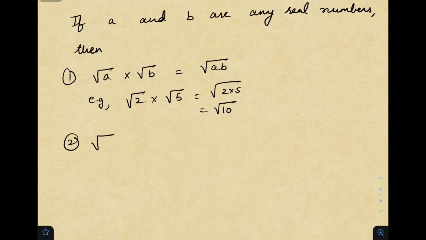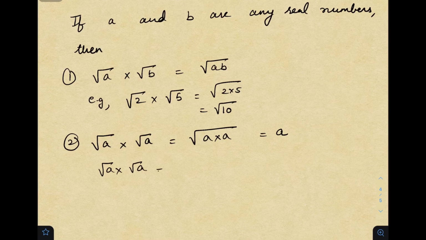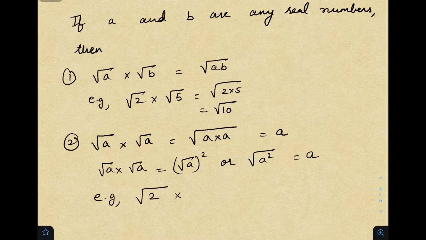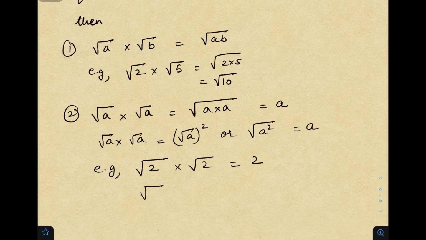The second rule says root of a into root of a is equal to square root of a into a. When we have a pair under the root, we can take one term out of the root. So root a into a is a. We can write it as root of a whole square or a square under the root, and the answer is the same, a. For example, root 2 into root 2 gives us 2. Root 3 into root 3 is equal to 3.